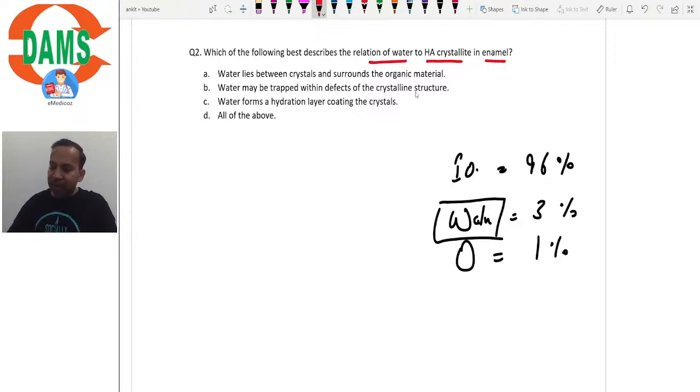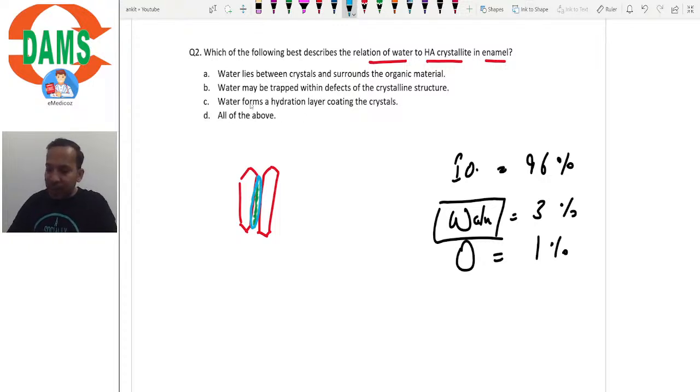Options are: water lies between crystals and surrounding the organic material. So what it means is, let's say these are the hydroxyapatite crystals, and in between them we have the organic material, that is enamel proteins, amelogenin and non-amelogenins. In non-amelogenins we have ameloblastin, enamelin, and tuftelin. So surrounding this organic material is a layer of water. So that's what the first option is saying.